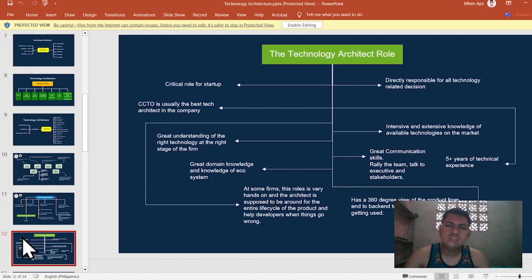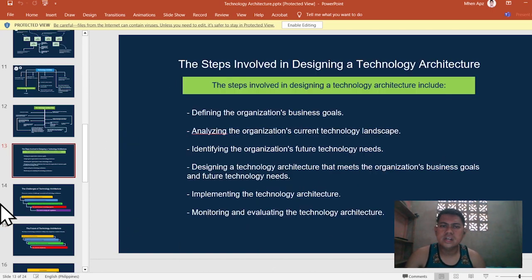So the role of the technology architect is a critical role for a startup. They are directly responsible for all technology related decisions. So the CTO is usually the best tech architect in the company. So these are the roles of the technology architect. So these are the steps involved in designing a technology architecture.